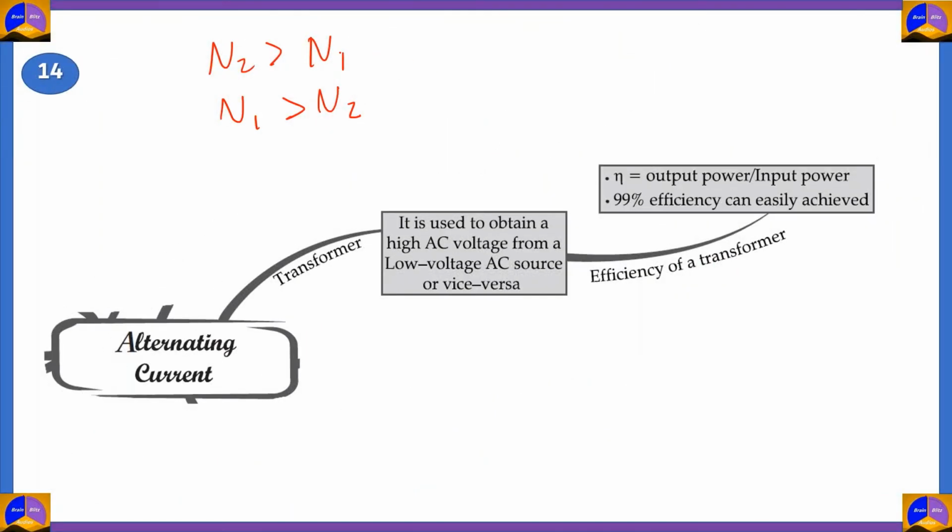So what we found out is that when N2, the number of coils in the second part, is greater than the number of coils in the first part, it's step up. And when it's vice versa, it's step down. So this refers to transformers. But what is a transformer? A transformer is a very important device, and this device is used to obtain a high AC voltage from a low voltage AC source or vice versa.